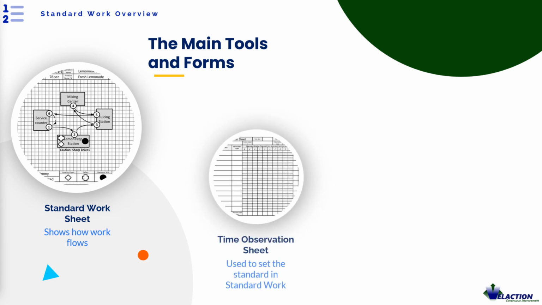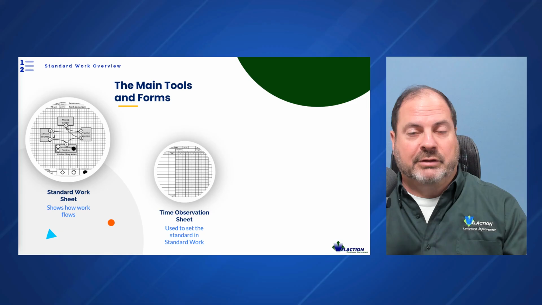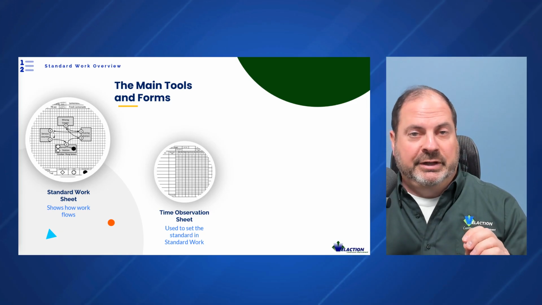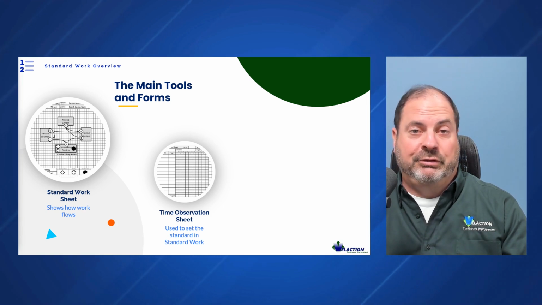The next one is the time observation sheet. And that is how you go about measuring the time it takes and getting your cycle times and determining what your standards are in your standard work. So this is where you go and determine exactly how long each step should take.